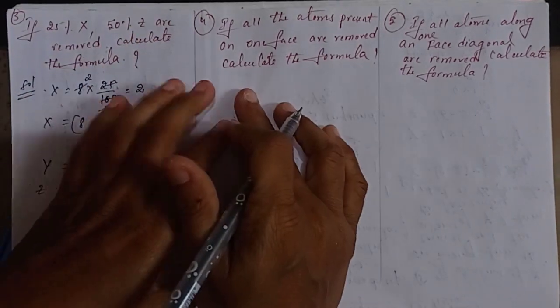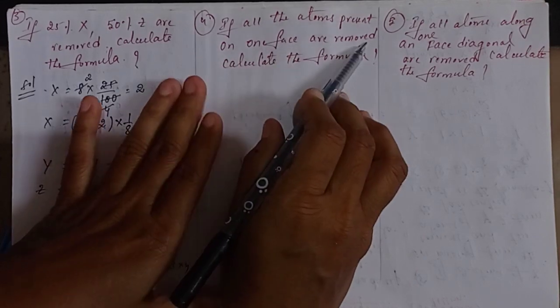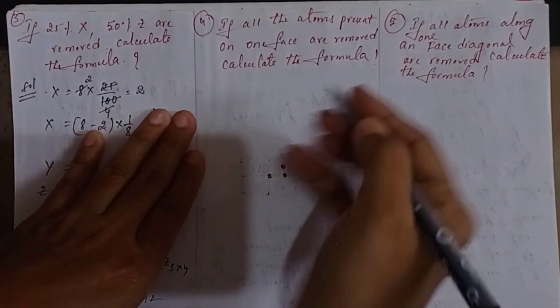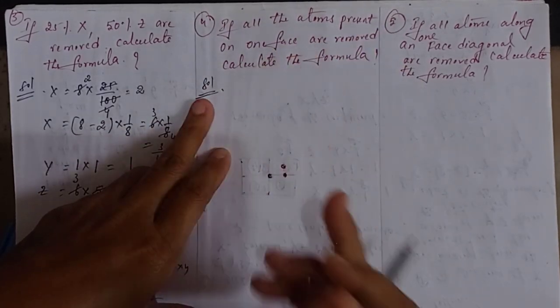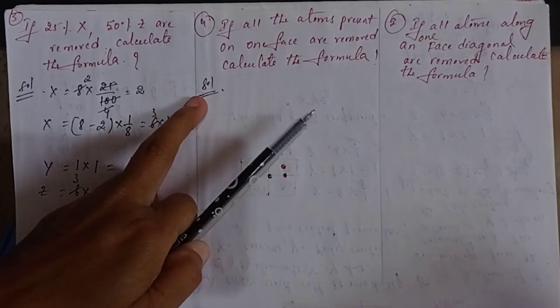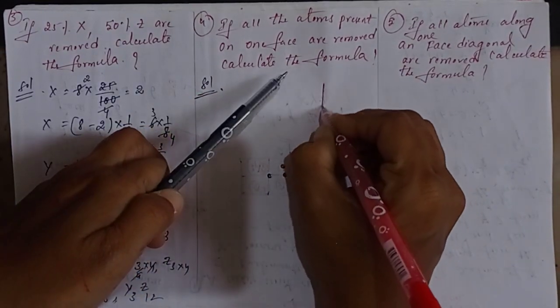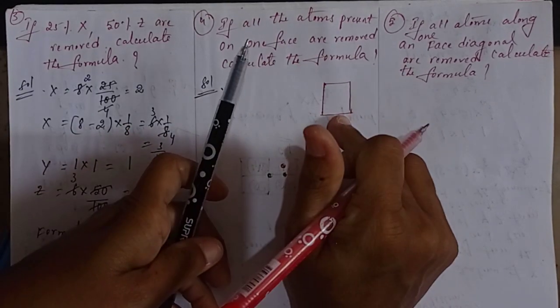Now coming to the fourth question. See, students, if all the atoms present on one face are removed, calculate the formula of the compound. See, students, solution. If all the atoms present on one face, I am taking one face, students. See here, this is one face. Okay, one face. All the atoms present on one face are removed.